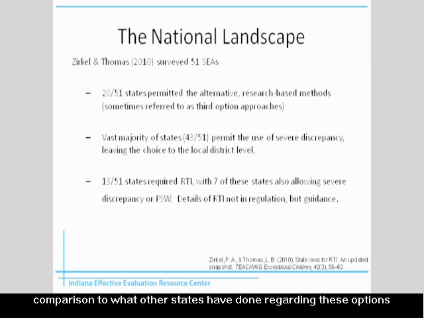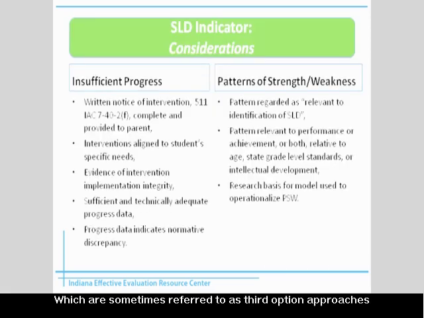Just as a comparison to what other states have done regarding these options, you can see that approximately 40% of the states also permitted the use of alternative research-based methods, which are sometimes referred to as third option approaches. When thinking about which of these approaches may be most appropriate, the considerations document has provided some thoughts that might help teams decide which of these approaches might be most appropriate.